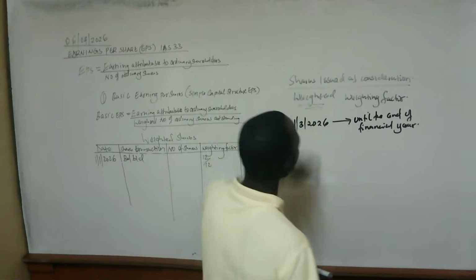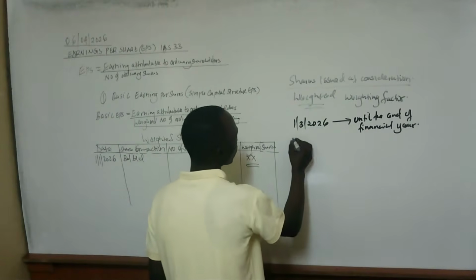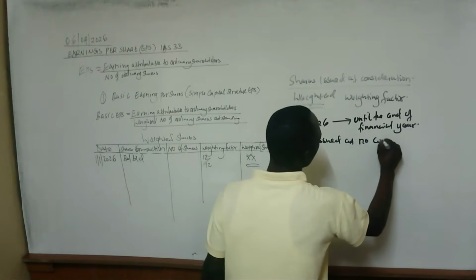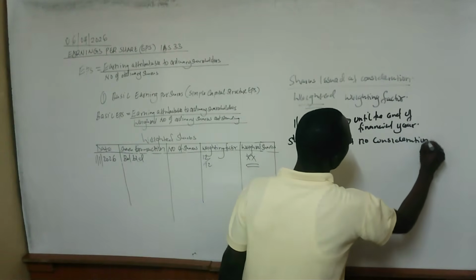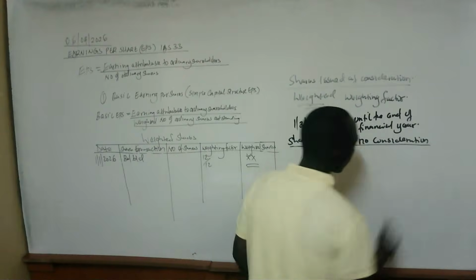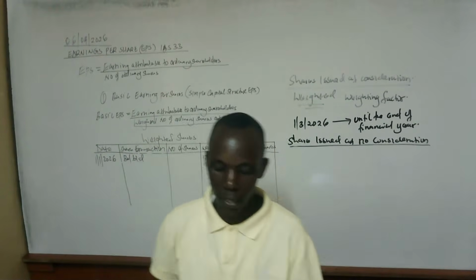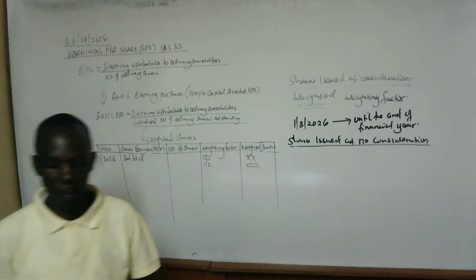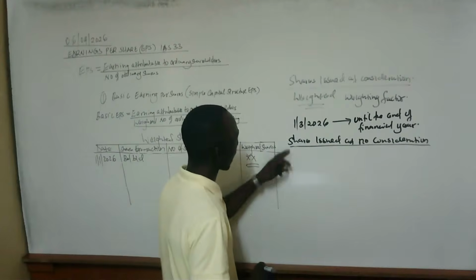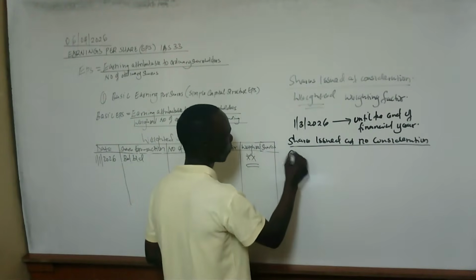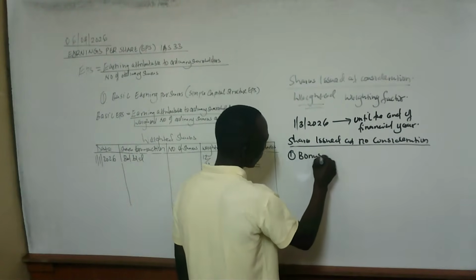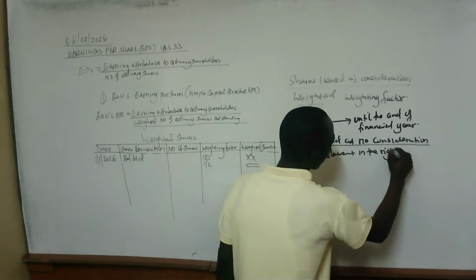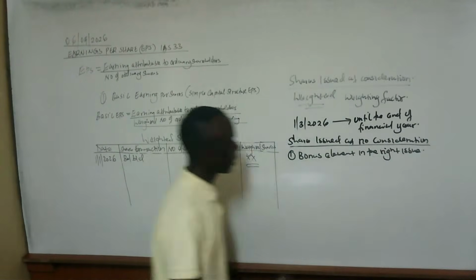Then we have those shares which are issued at no consideration. Shares issued at no consideration, meaning that the company is not going to receive extra finances which can help it to finance its activities, are never weighted. Some of the examples we have are the bonus element in the rights issue.